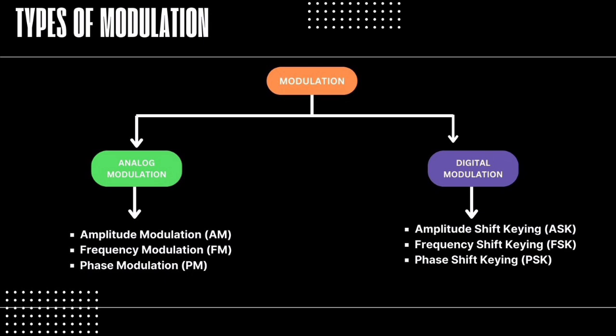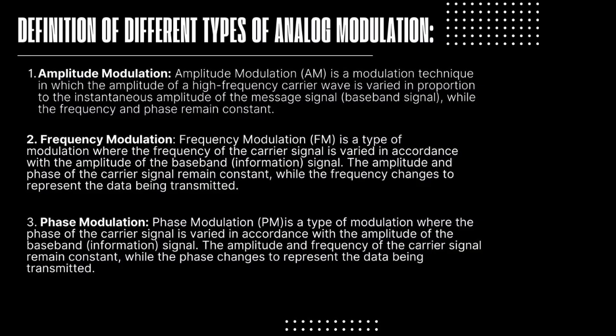Now, let's go through the definitions. Amplitude modulation: the amplitude, or height, of the carrier wave is varied based on the message signal, while the frequency and phase remain constant. Frequency modulation: the frequency of the carrier wave is varied based on the message signal, while the amplitude and phase remain constant. And phase modulation: the phase of the carrier wave is varied based on the message signal, while the amplitude and frequency remain constant.